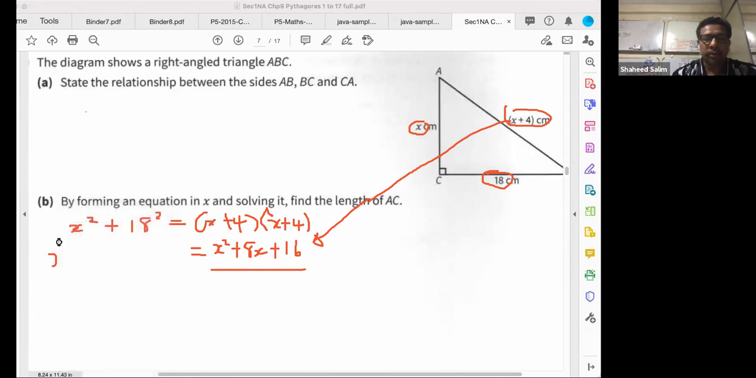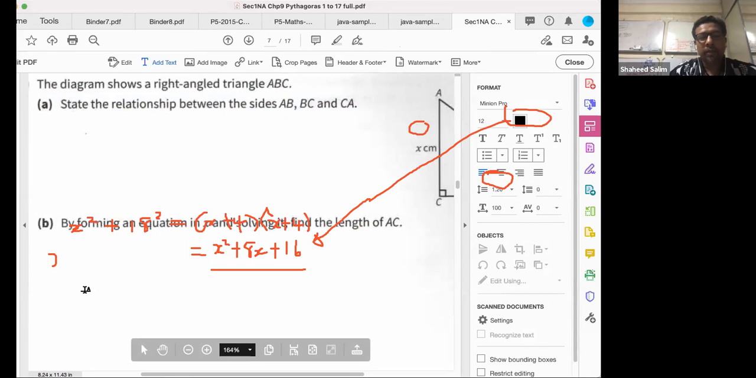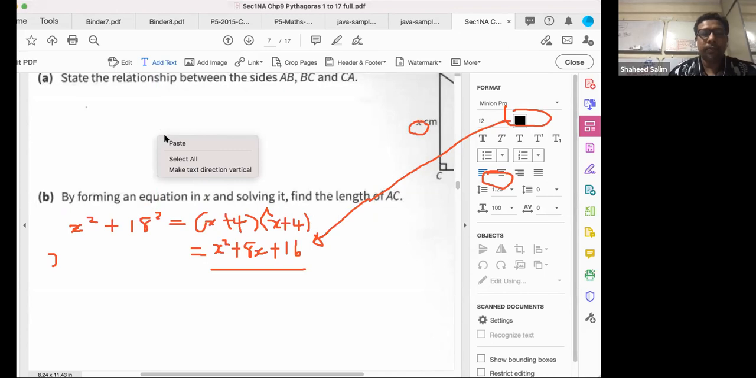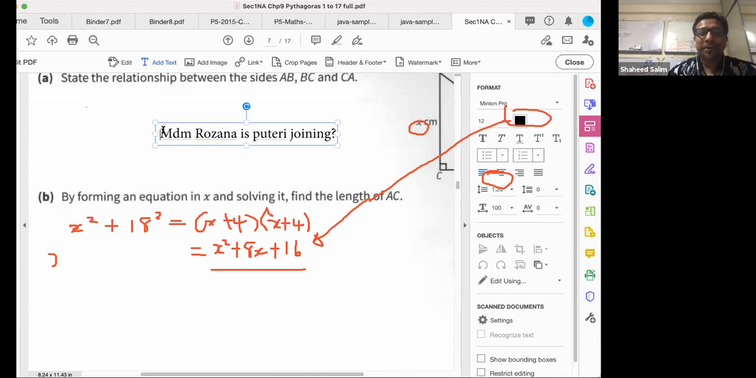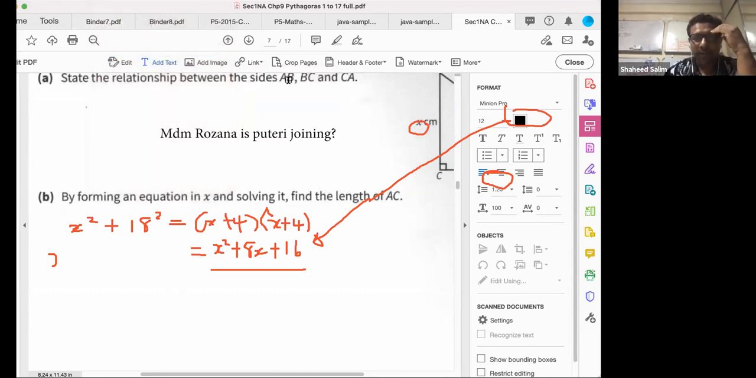Ya Allah. I do not know what button I pressed. Okay, now. What is this, man? What have I done? This is okay now. Just forget about this. I do not know what has happened. Let me go back to this one. Sorry. For a while, I lost my pen.